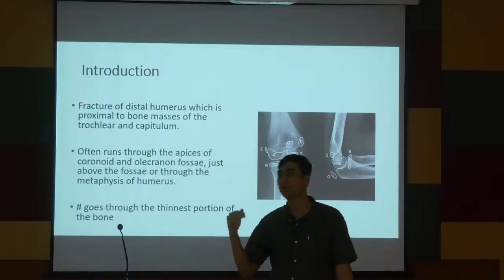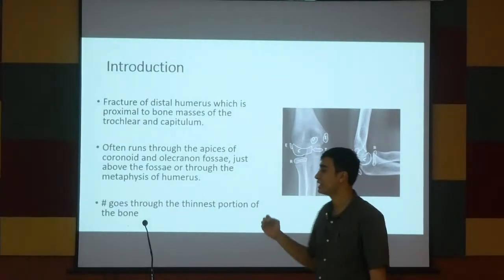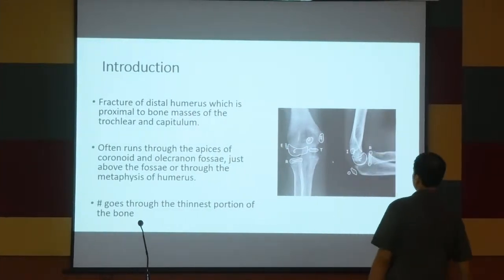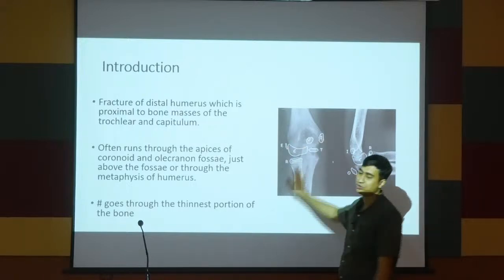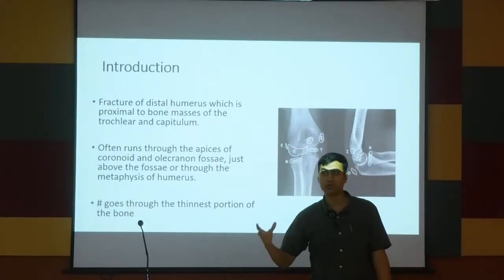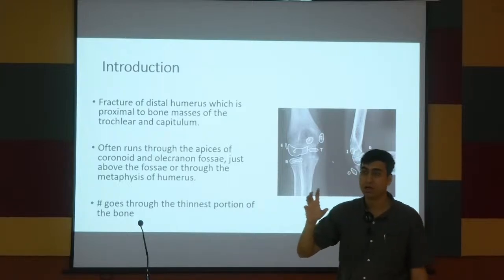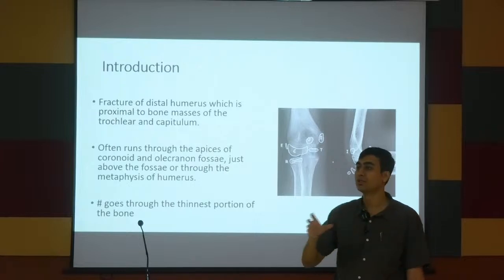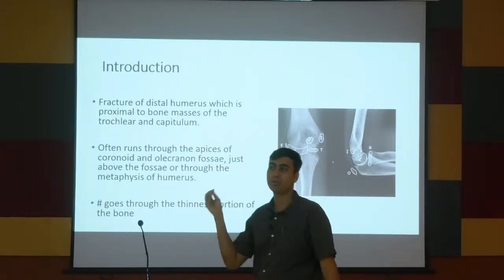So this is an extra-articular fracture. You need to understand that. It does not affect the elbow joint and it goes through the olecranon fossa. There are some important structures around the elbow that you need to understand. Distal humerus, in your first year you would have read that the distal humerus consists of a capitulum, consists of a trochlea.